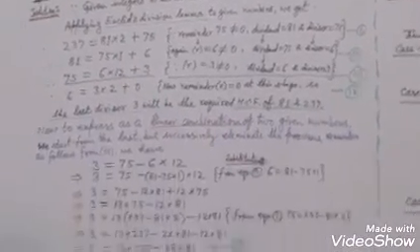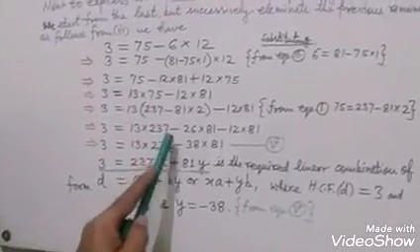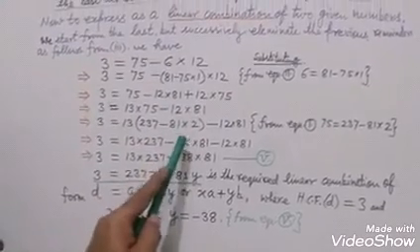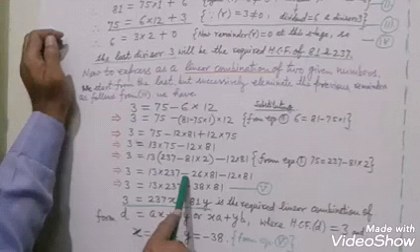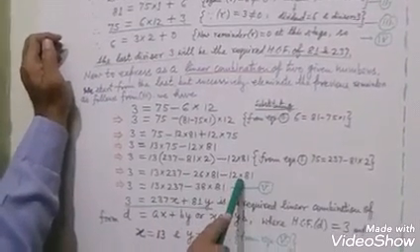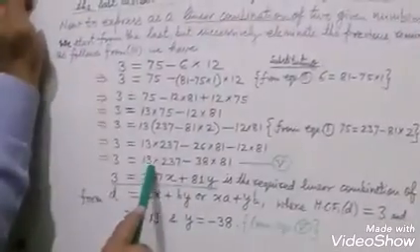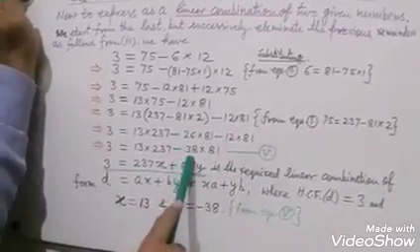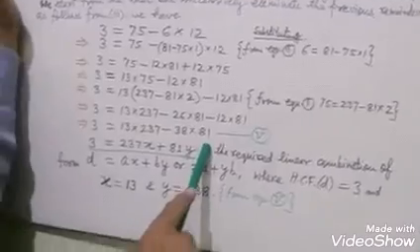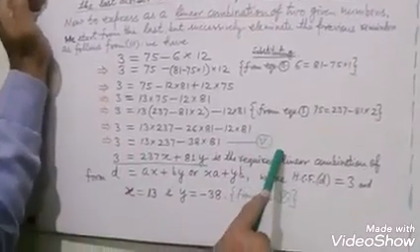Got it? Now 3 = 13 × 237 - 13 × 2 × 81 - 12 × 81. Now both are of minus sign, so we have to add them. So this is as it is. 3 = 13 × 237 - (26 + 12) × 81, that is minus 38 and 81 is common there. So we can write them like this. It becomes equation 5.